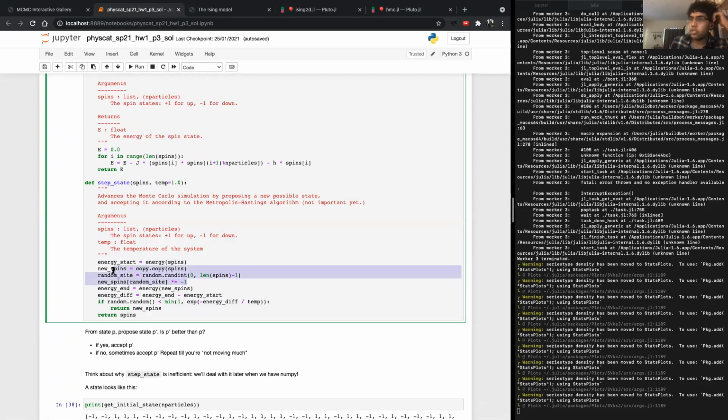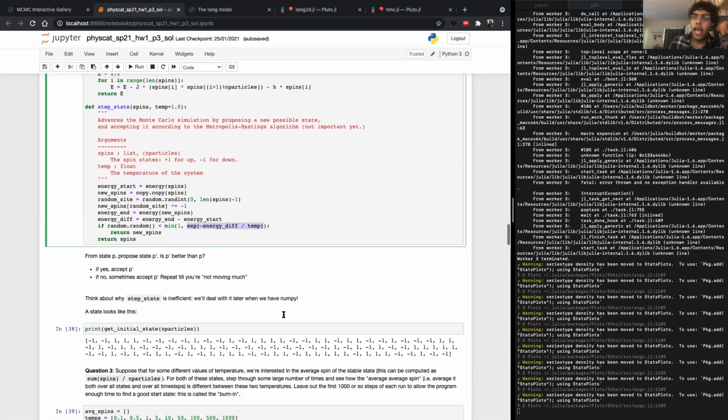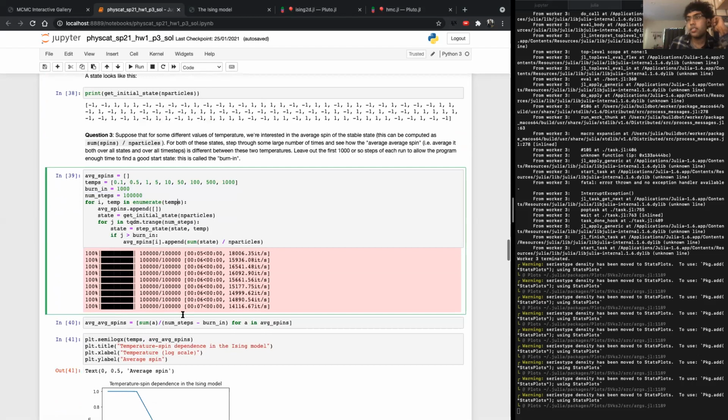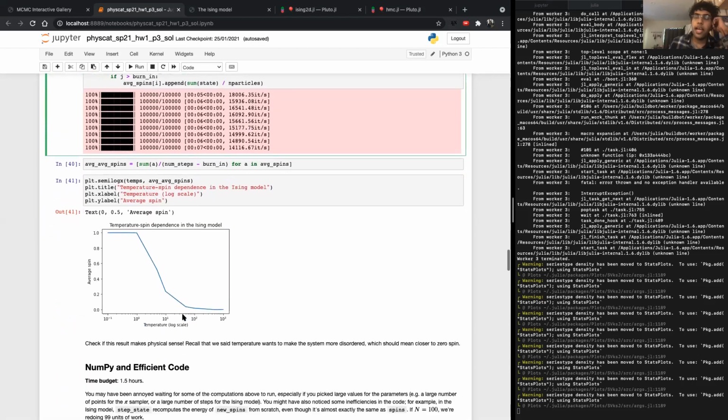So over here, I'm making a proposal by taking the spins we had and copying them and flipping a single site, and I get a new proposed state. If that proposed state reduces the energy, then I always accept it. If it increases the energy, I only sometimes accept it, according to this probability, which you might recognize as the Boltzmann distribution. And you ran that however many times we specified over here, just based on tuning it and figuring out what worked. And you got a graph that looked something like this of the average spin. And this has given us a physical result that makes intuitive sense, exactly as we expected.